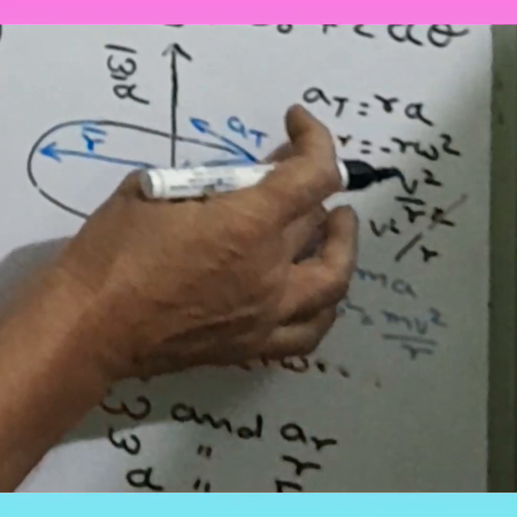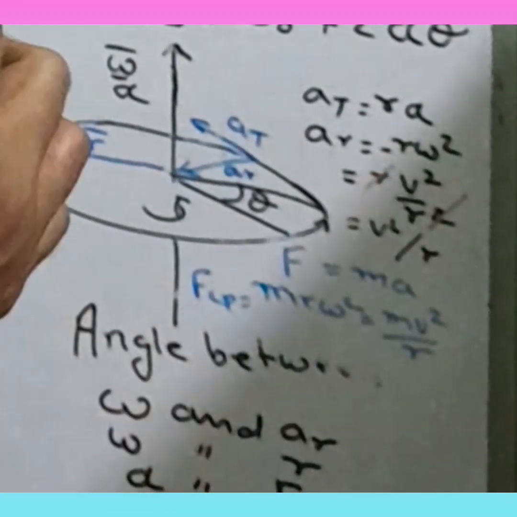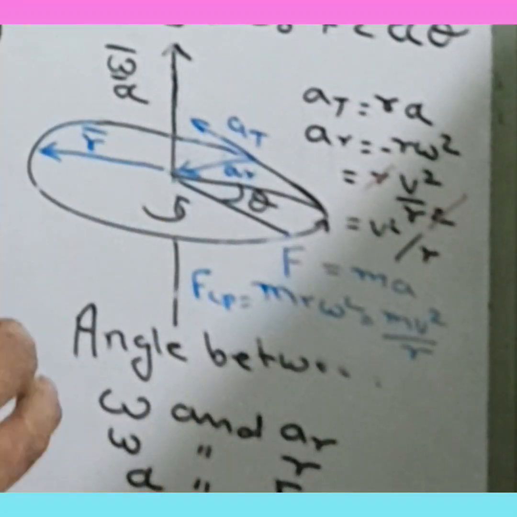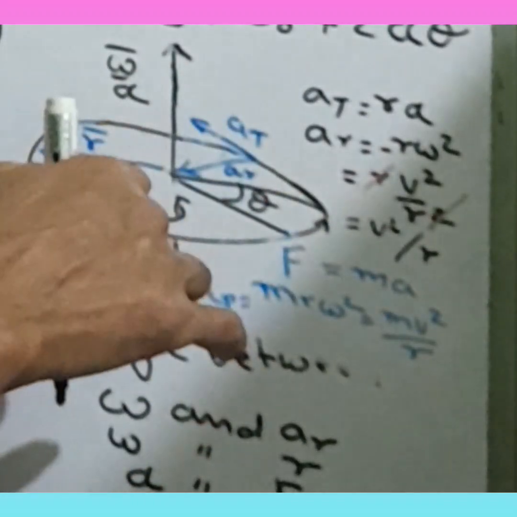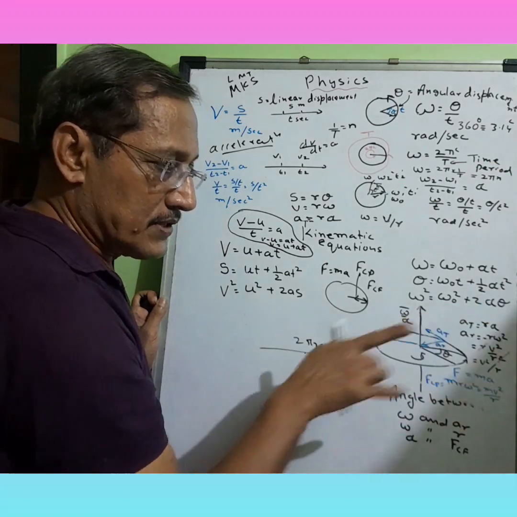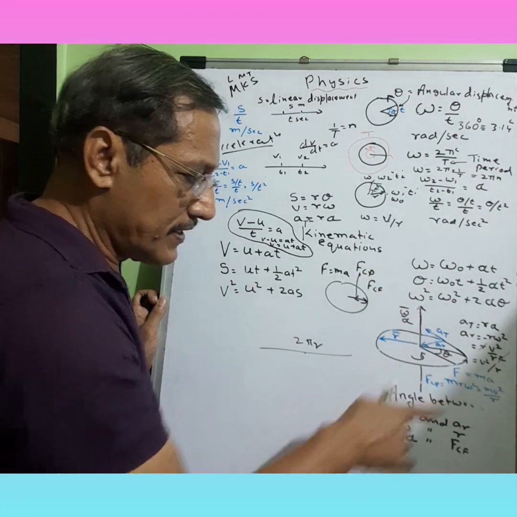So both of these accelerations are either centripetal acceleration or centrifugal acceleration. It's moving in a circular motion. Why? Because the centrifugal and centripetal forces are in equilibrium. That's why it's moving here in a circular motion.